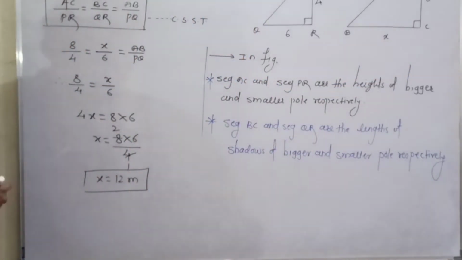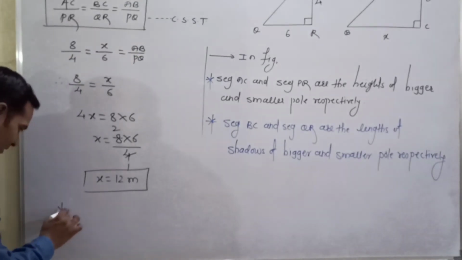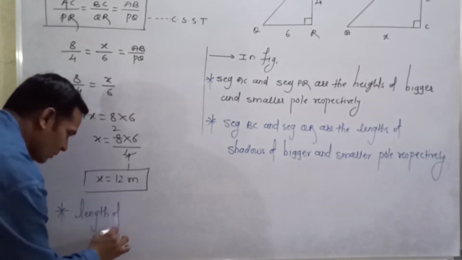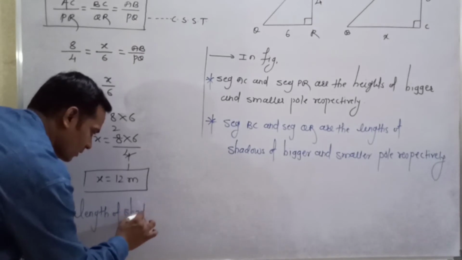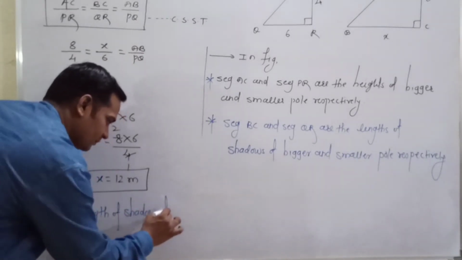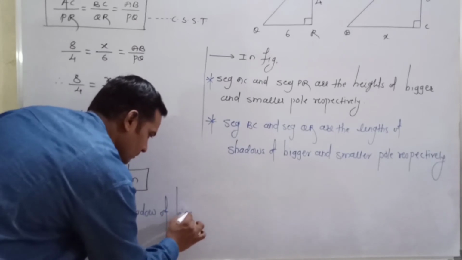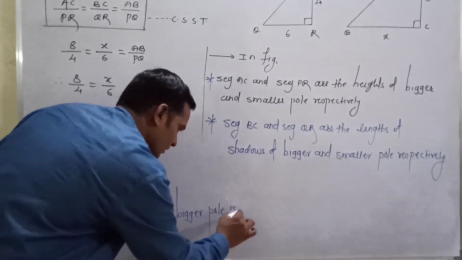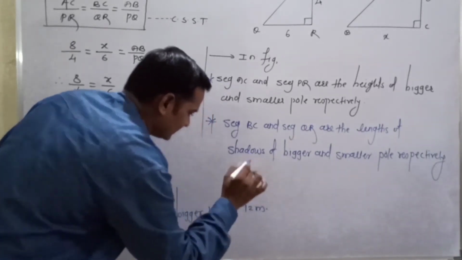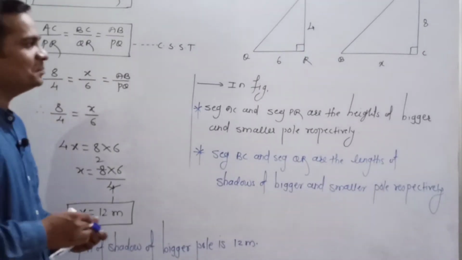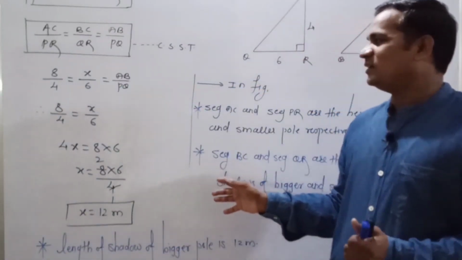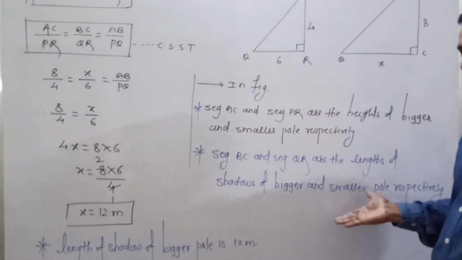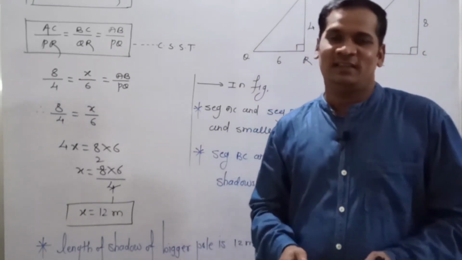So let's write down that answer in words. Length of shadow of bigger pole is 12 meter. How simple is this? In this way we can easily find out the length of the shadow of the bigger pole. So let's move toward the next question.